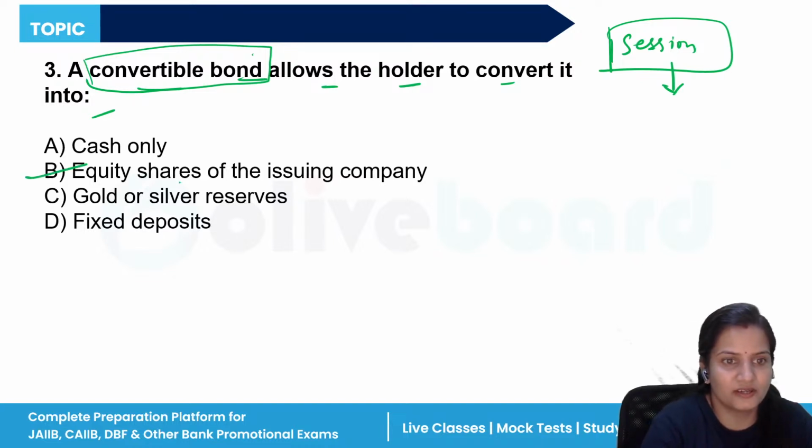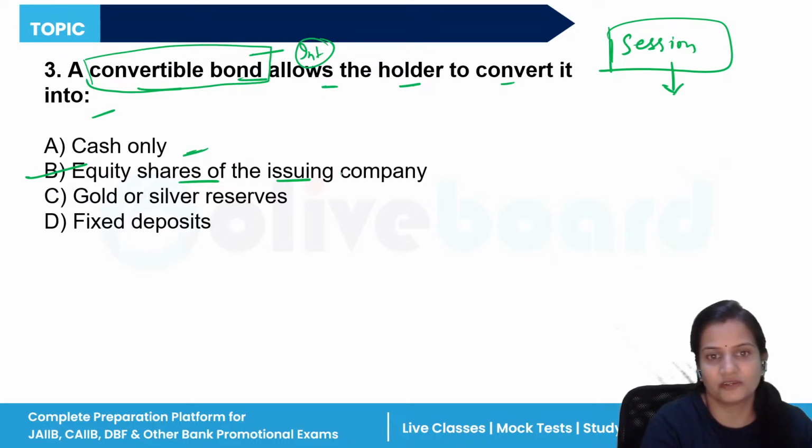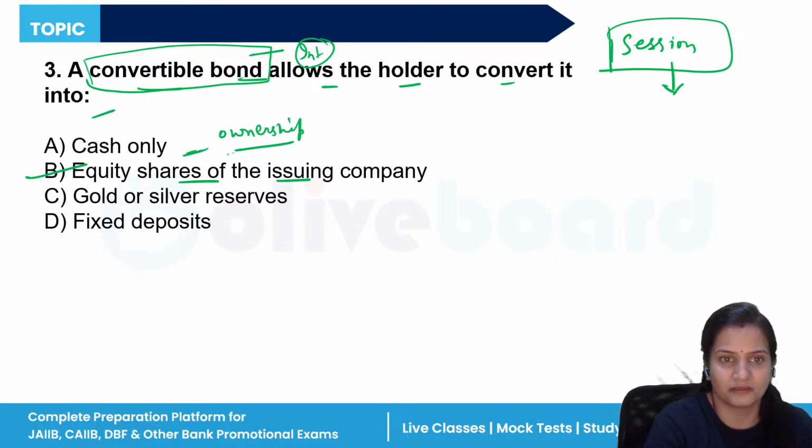Yes. Equity shares of the company, the issuing company. These are converted into the equity shares later on. In the initial stage, what happens? They issue a bond, they receive interest on that bond, and later on, if they feel they can be converted into equity shares of the issuing company, they can be part of the ownership of that company. Clear?